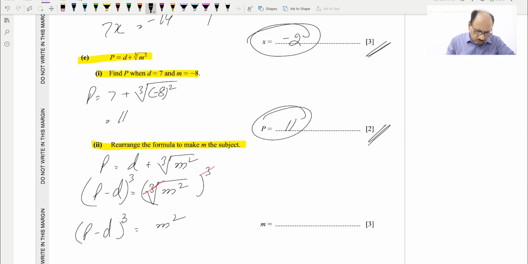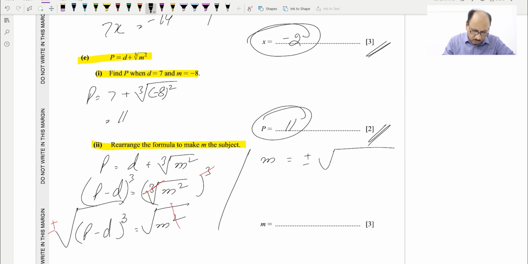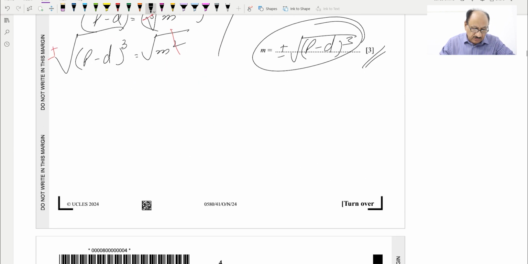Now we have to take square root on both sides, and this will be gone, and there will be plus minus on this side. So our answer will be m is equal to plus minus square root of p minus d cubed, and this will be our final answer. Over here we can write p minus d, it's cubed, yes. So this will be 3 marks.